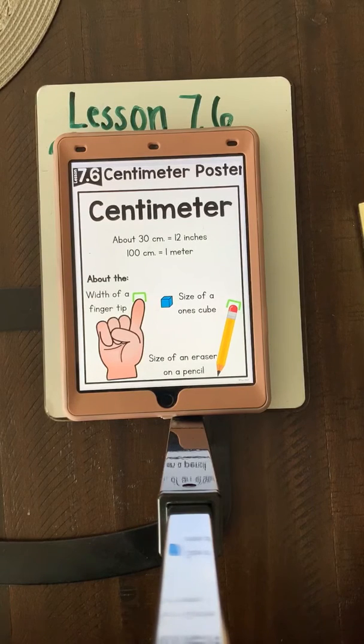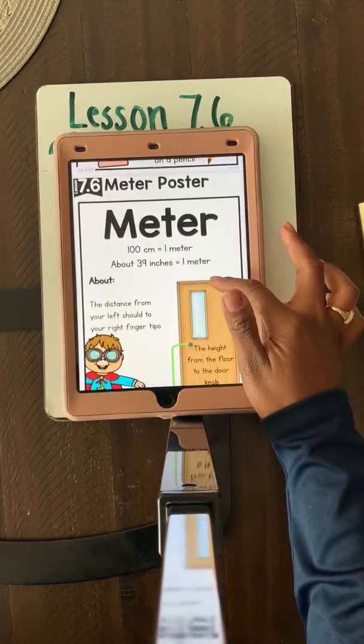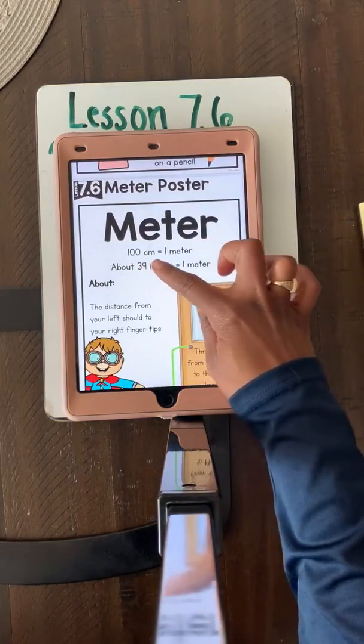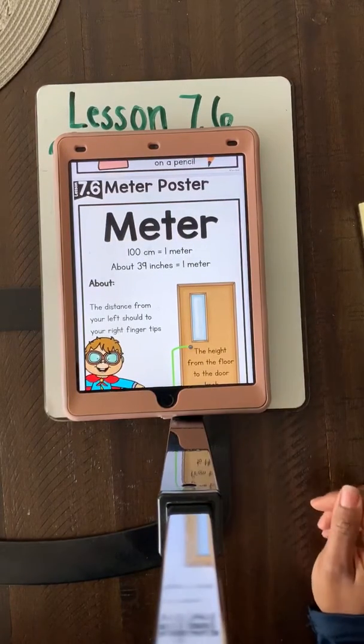If you picked the centimeter, you are correct. You would definitely use centimeters to measure a pencil, because a meter would be way too long. A meter is equal to 100 centimeters, and we definitely don't have any pencils that are that long.